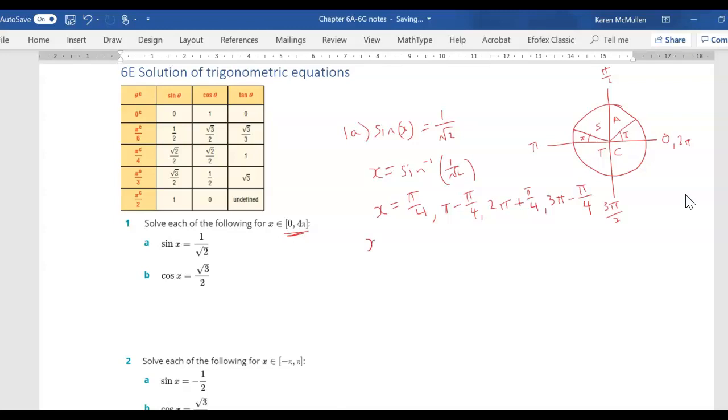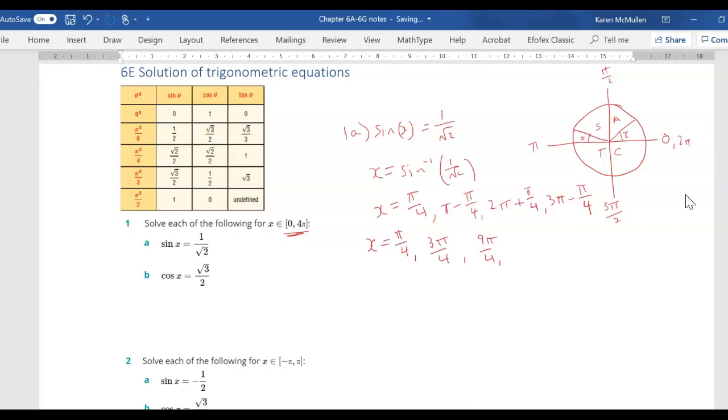So our solution is x equals pi on 4. Okay, we don't need to simplify that. Pi minus pi on 4 is 3 pi on 4. Two pi plus pi on 4. So if you think of 2 pi as an improper fraction with a denominator of 4, it would be 8 pi on 4. So 8 pi plus pi is 9 pi. So 9 pi on 4.